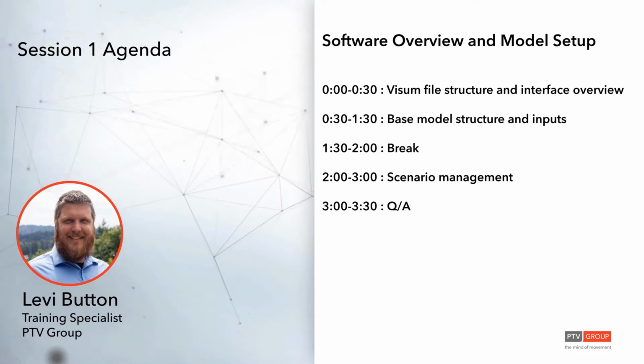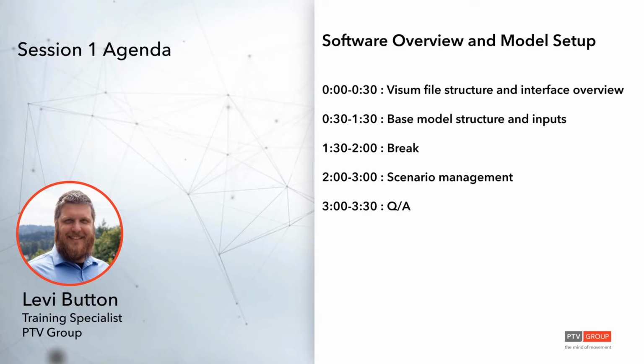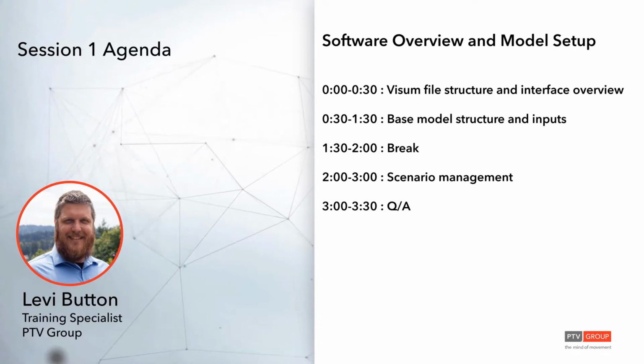So a little bit more detail today. This timeline is a little bit flexible. We might go a little bit faster, we might go a little bit slower, just depends on how well the Q&As go. We're going to start with talking about the file structure and interface overview, and then talk about the base model inputs and structure. And then we'll take a break, which will also act as our first Q&A session. And then we'll get into the scenario management section, and we'll start talking about applying different scenarios. How do we manage our various scenarios? And then we'll finish off with a final Q&A at the end of the day.